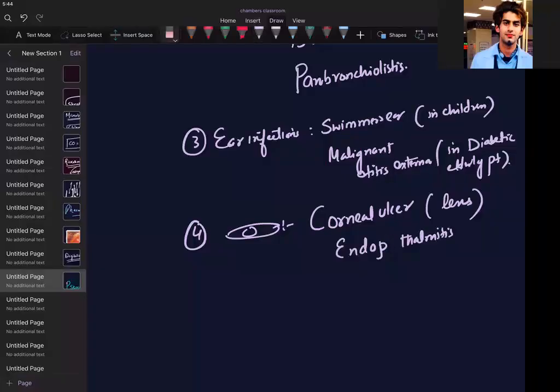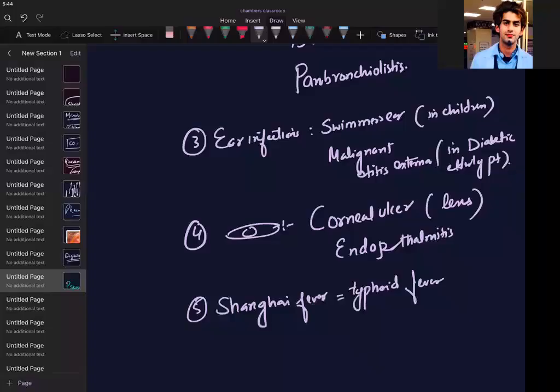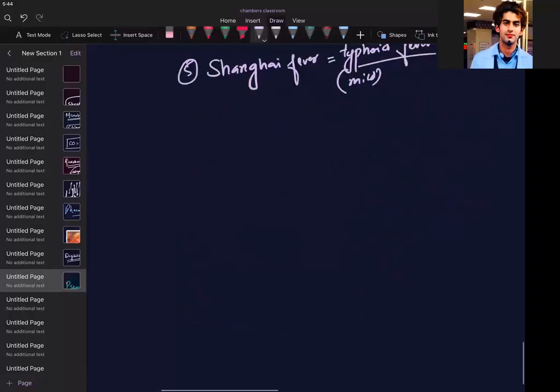Ophthalmitis. And it is also responsible for a fever called Shanghai fever. What is Shanghai fever, sir? Think of it as a typhoid fever, with the same features as typhoid fever, but it's not that high. It's a mild variety.